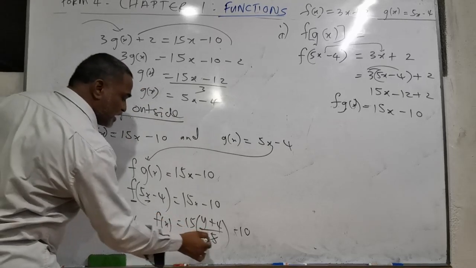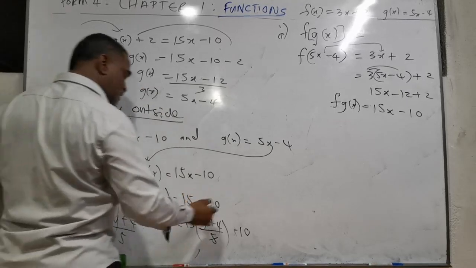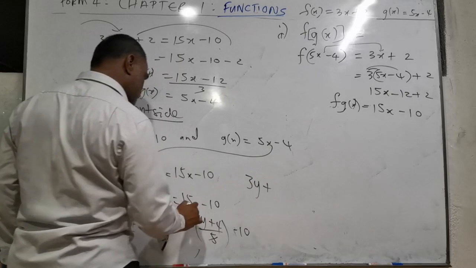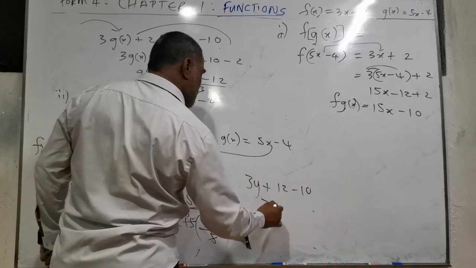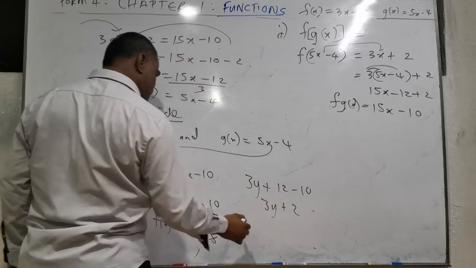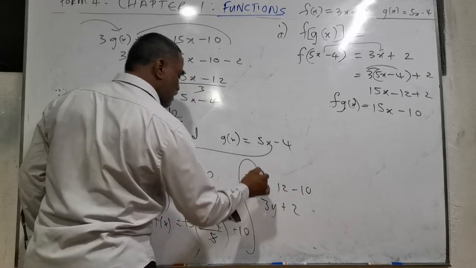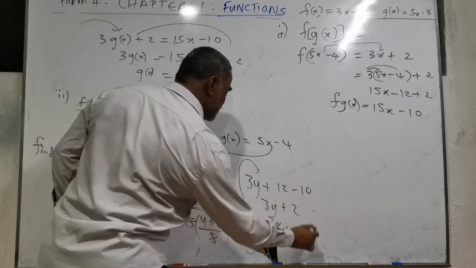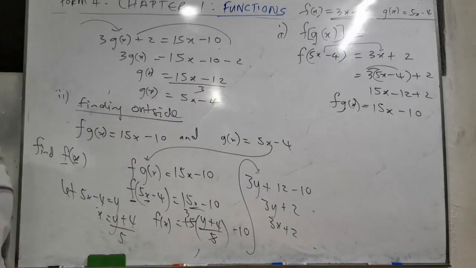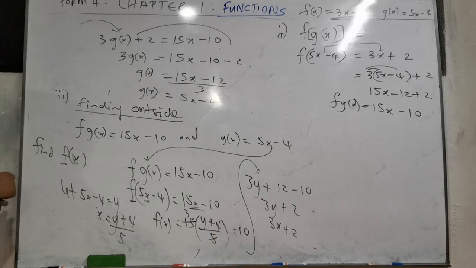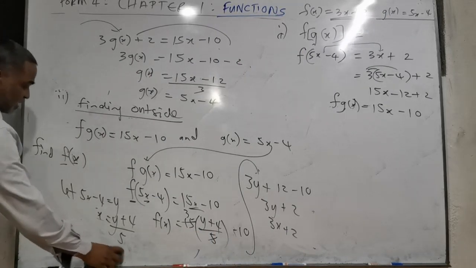How to solve? The 5 and 15 cancel, you get 3. 3 times y, 3y. 3 times 4, 12, minus 10. So 3y plus 2. The y finally changes to x. So you get 3x plus 2. You get back this answer. This is called f(x). I think everybody understands. This is called finding outside. That's it for the second aspect.